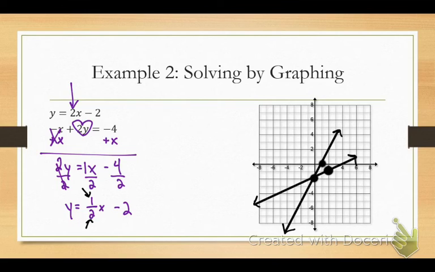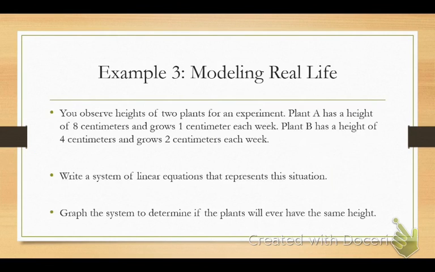So guys, what's your solution? 0, -2. That's where they cross. And they actually crossed on one of the points, so it makes it a lot easier to know what ordered pair it is. Okay? All right, we've got one more thing to cover.